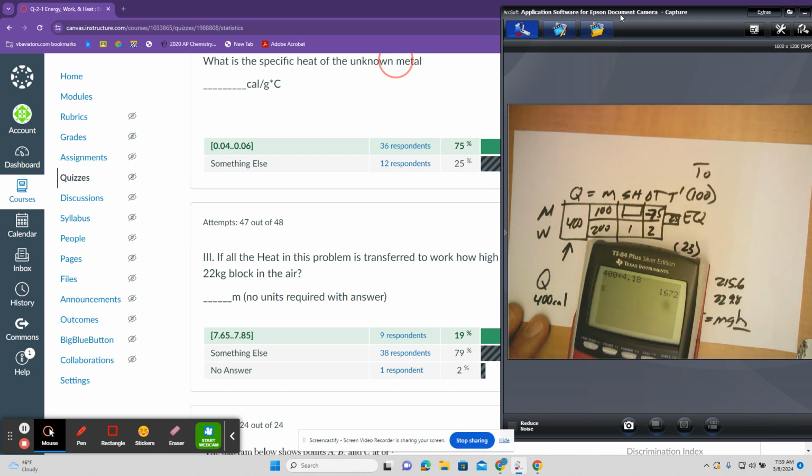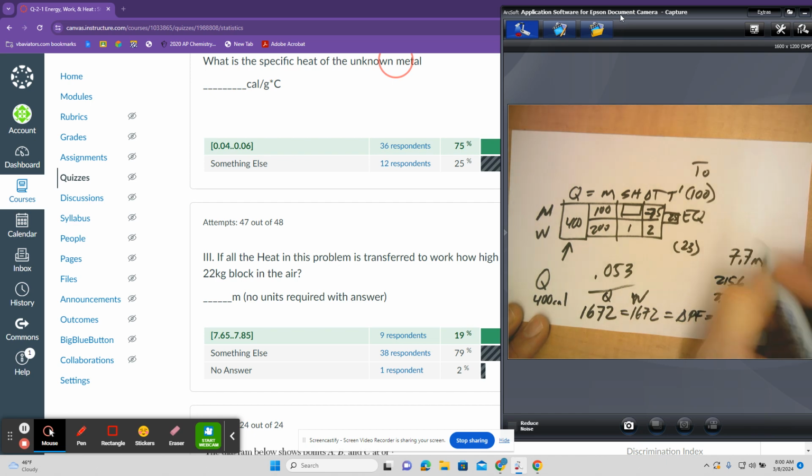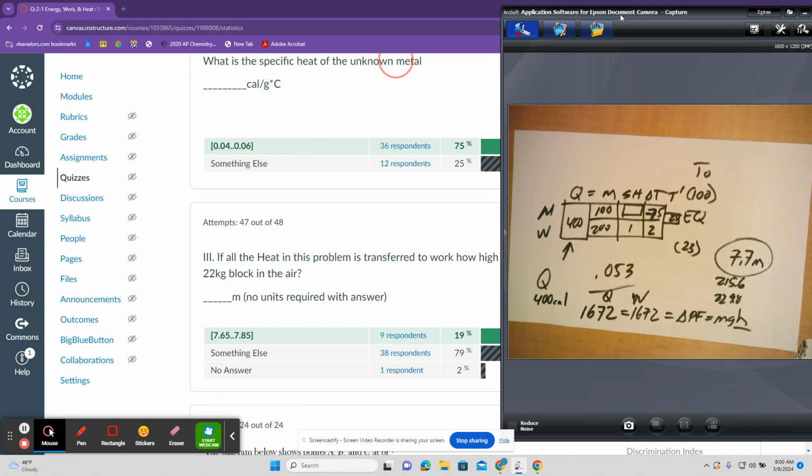So if I take the answer in my calculator and I divide by 215.6, you can see I end up with 7.7 meters. So it wasn't really maybe as hard as you thought, but I imagine most people forgot to go from calories to joules. That puts me in the range nicely.